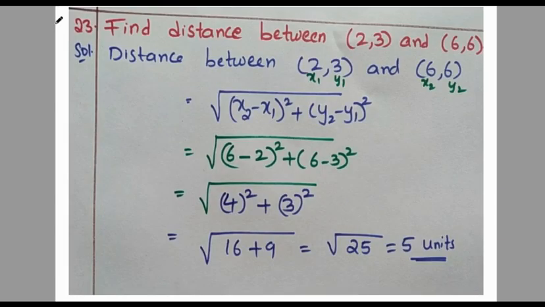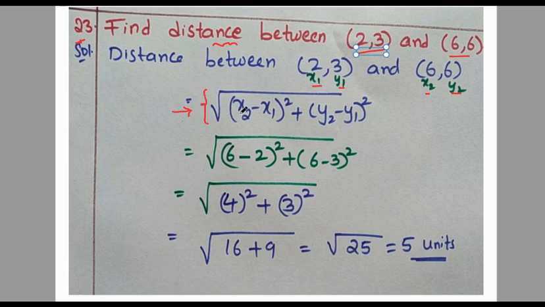Moving on to the 23rd question. Find the distance between (2, 3) and (6, 6). This is one definite question from distance between 2 points, students. The first point can be represented as x1, y1. The second point is represented as x2, y2, and we have to replace them in the formula.